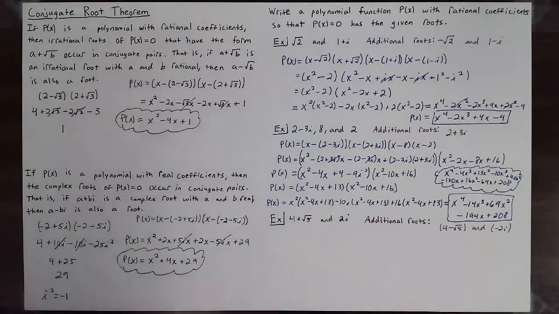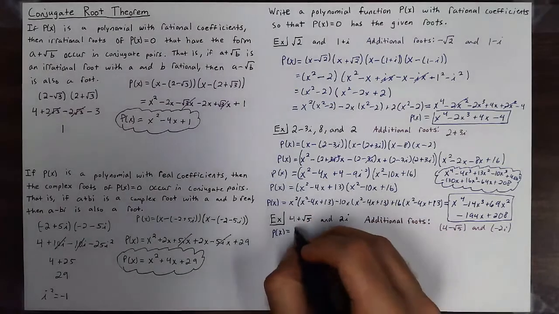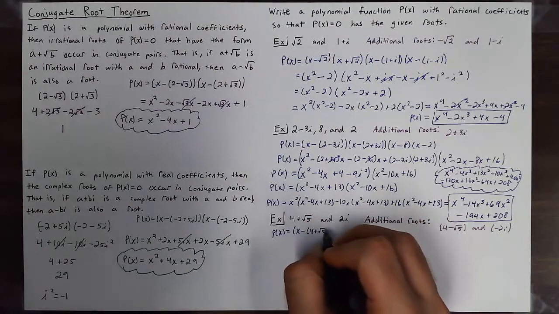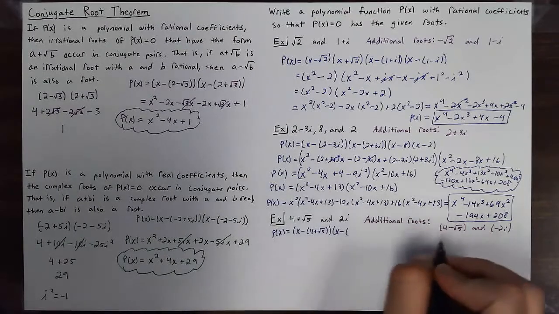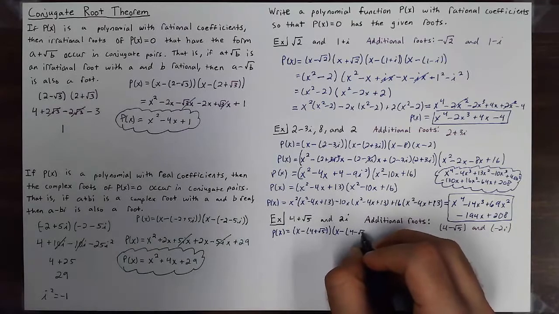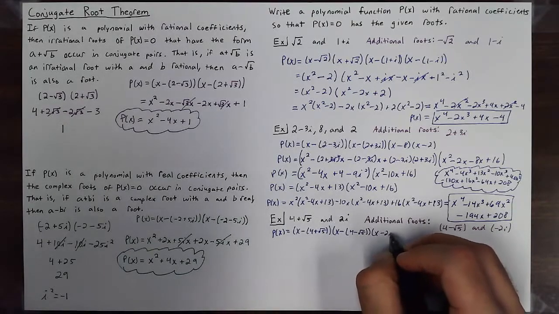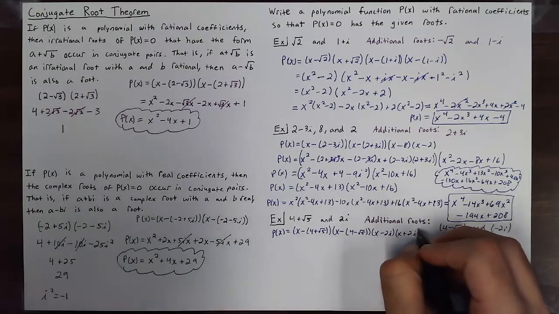So to write this polynomial out, I'll have p of x is equal to x minus 4 plus the square root of 5 times x minus 4 minus the square root of 5, and then x minus 2i and x minus negative 2i, which is really just x plus 2i.